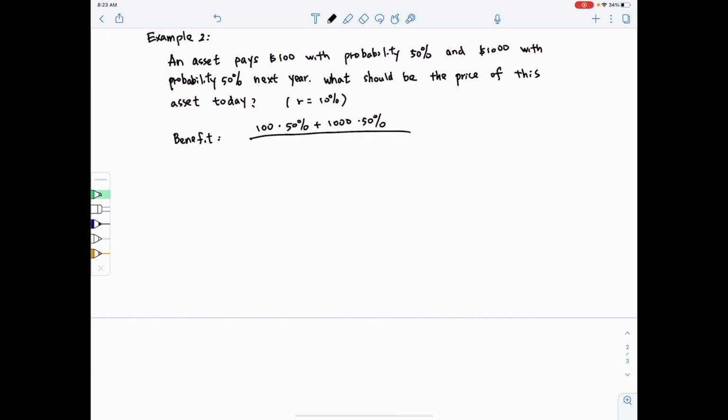But then you want to evaluate the benefit of this asset today. And in here, it will be discounted by 1 plus the 10%. So then what it ends up to be will be equal to 500. So then the amount that you are willing to pay, which is the cost today, will be equal to 500.